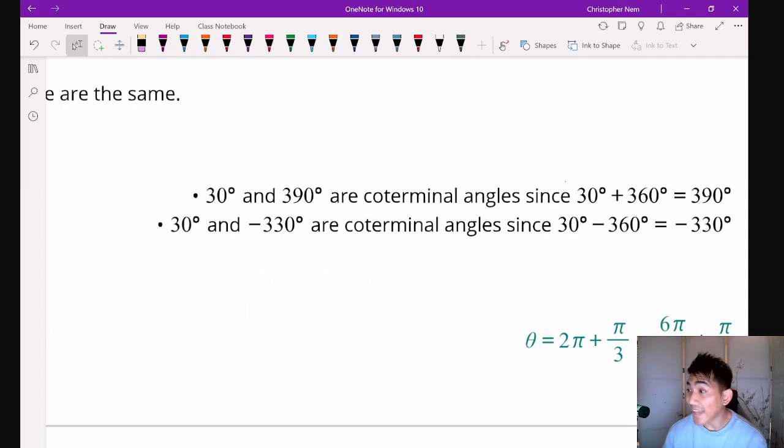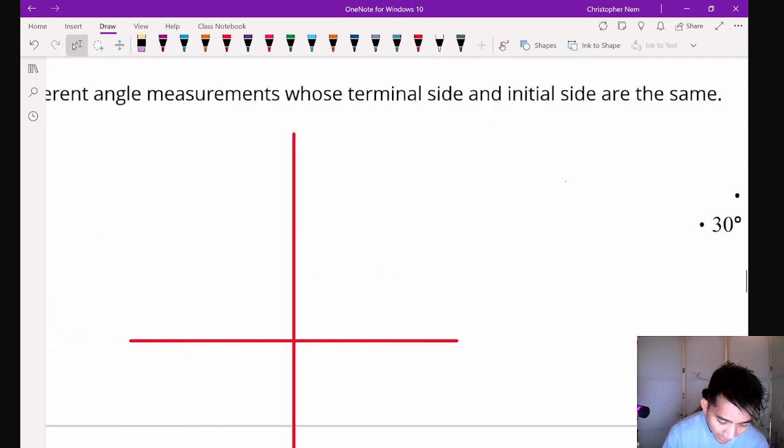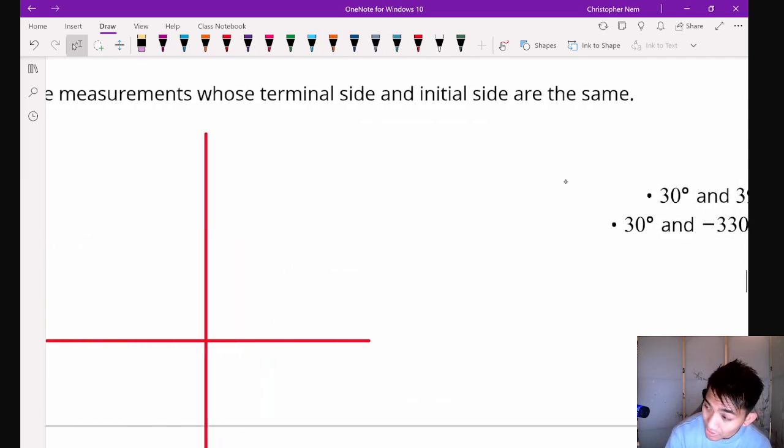Now likewise, I can also rotate in the clockwise direction, which means negative, or I can subtract 360 from 30 and I get negative 330 degrees as another coterminal angle. You have an infinite amount of coterminal angles. They're just multiples of 360 or negative 360 degrees. I can also do that with radians, not just degrees.